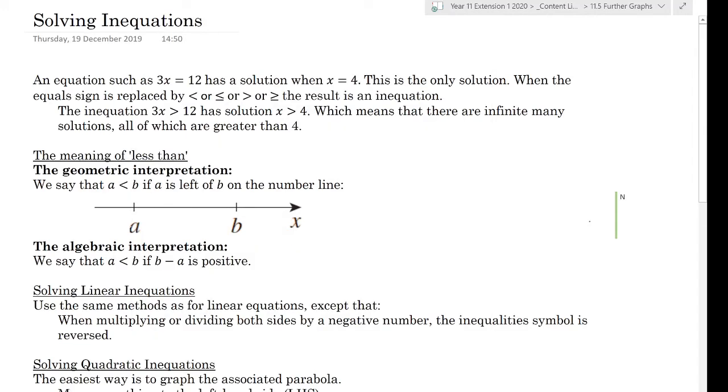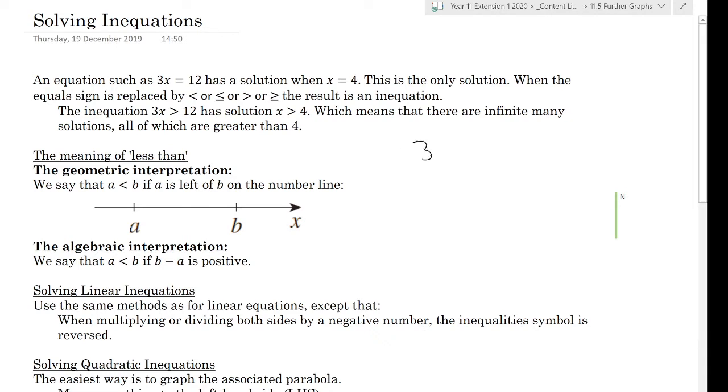Solving inequations. So we know an equation like 3x is equal to 12 has one solution. It's when x is equal to 4. So when the equal sign is replaced by less than, greater than, less than or equal to, or greater than or equal to, this results in an inequation, basically meaning that we have a bunch of different answers that can make this true.